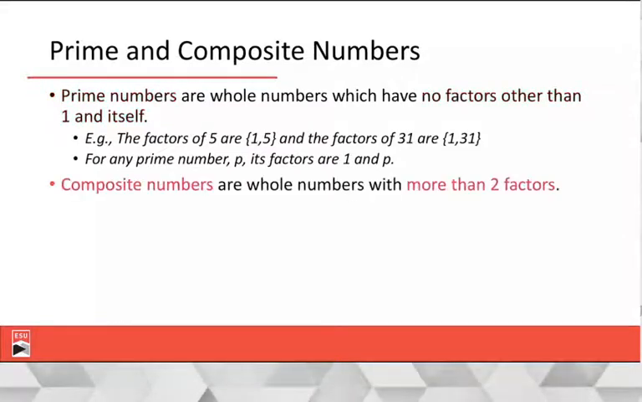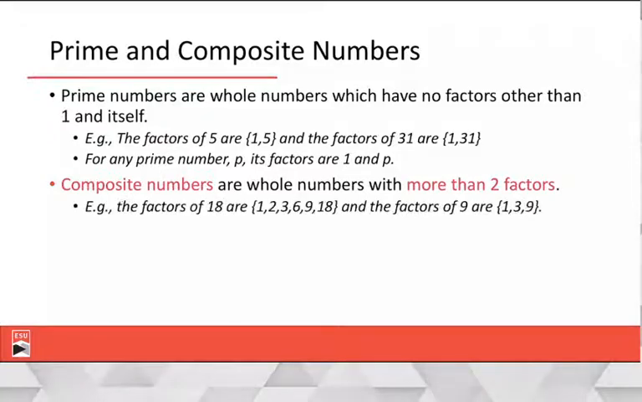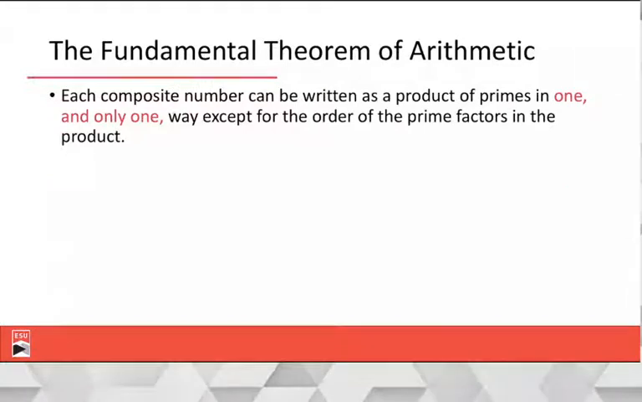On the other hand, composite numbers are whole numbers with more than 2 factors. So any of the examples we've done so far, here's one, 18, 9. And so the fundamental theorem of arithmetic is really why we've been building up towards this notion of primes and towards factors, because we're going to get to what's called the prime factorization.